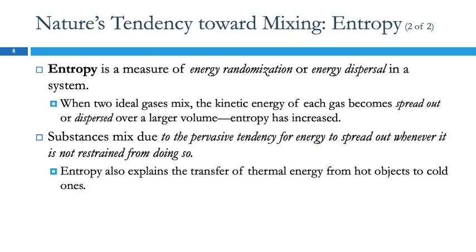And that thing is known as entropy. So entropy can be defined lots of different ways, but it's a measure of energy randomization or energy dispersal, energy spread in a given system. So when we have two ideal gases mixing, the kinetic energy of each of those gases gets spread out over a larger volume. And so that causes the entropy to increase, which makes it a favorable process.